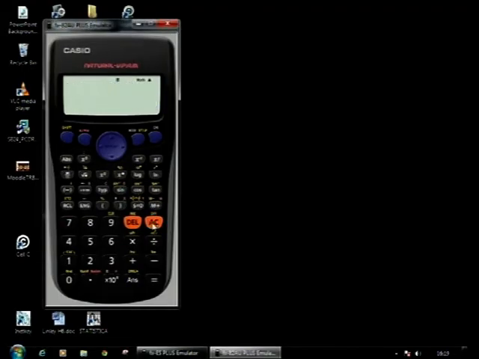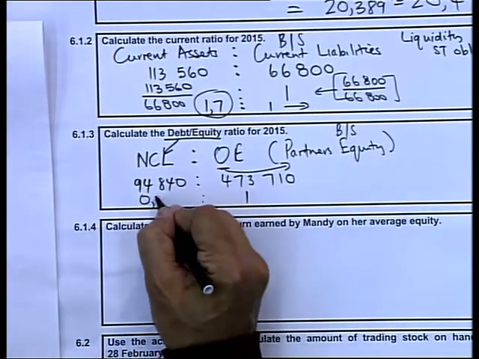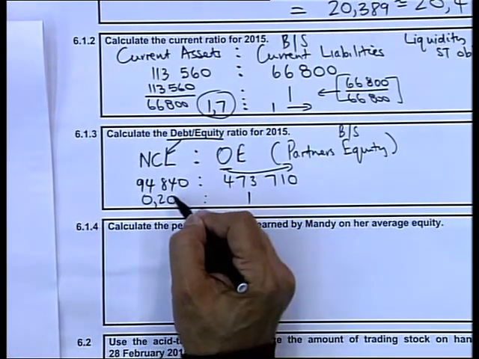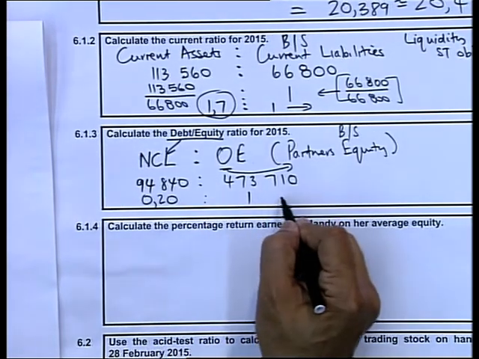So just back to the calculator quickly. 94,840 divided by 473,710. There you go, and that's your answer. The number looks like 0,20 if we wanted two places. And if we wanted one place, it would just have been 0,2 is to 1. So that will be your final answer.